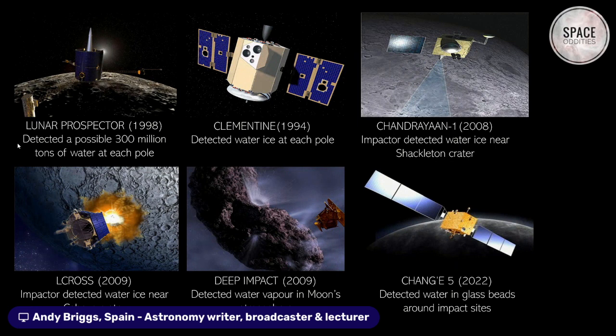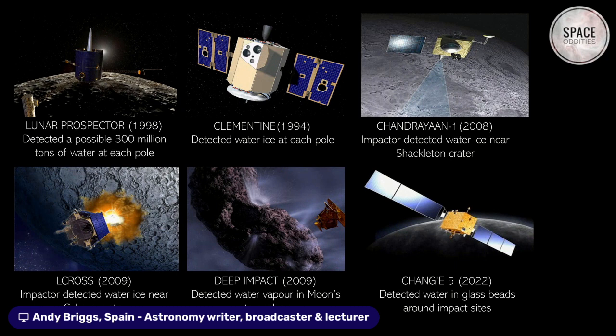The Deep Impact mission, you may remember, NASA's wonderful mission to ram a probe or an impactor into an asteroid, and that was in 2009. But on its way to the asteroid, it bypassed the moon, and it actually detected water vapor in the moon's atmosphere. And if you're going to turn around and say that the moon hasn't got an atmosphere, well, yes, it has. It's just a very, very thin one. But the Deep Impact mission detected water vapor in that atmosphere.